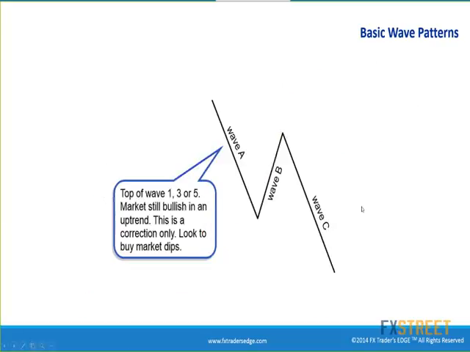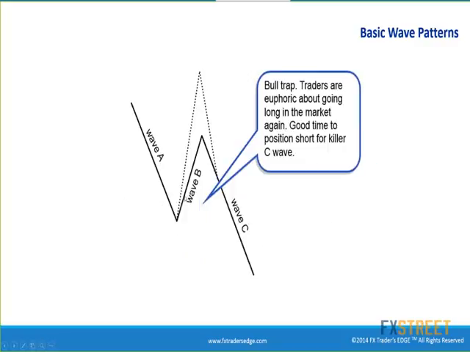This is the corrective sequence. So once we break down, we can expect something like this to occur. This would start at the top of wave 1, 3, or 5, and same story. The market is still bullish in an uptrend, right? But this is a correction, and they want to buy the market dips. Well, wrong, because buying the market dip, this is called the wave B bull trap. Buying the market dip here, and watch it go here and turn around, it's not meant to make a new high.